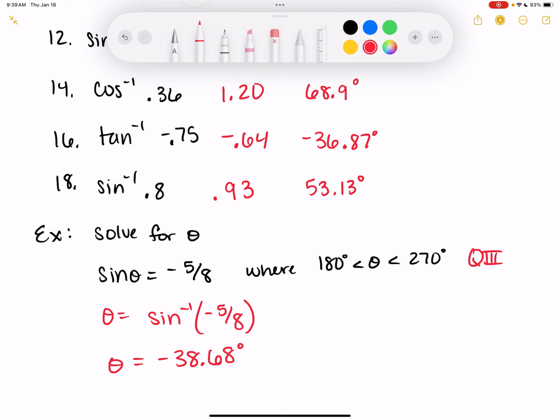Negative 38.68 degrees. Now, that is not in the quadrant that I wanted, correct? Because your calculator knows that inverse sine occurs on the right. So right now, this value is in the bottom right. I always mix up 2 and 4. So I need to use the stuff from 13.3 to get the angle all the way around where I want it, because I need theta in this range right here.